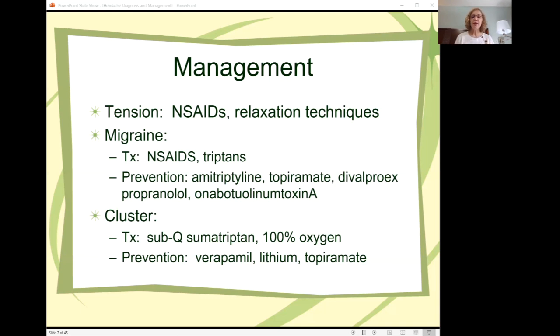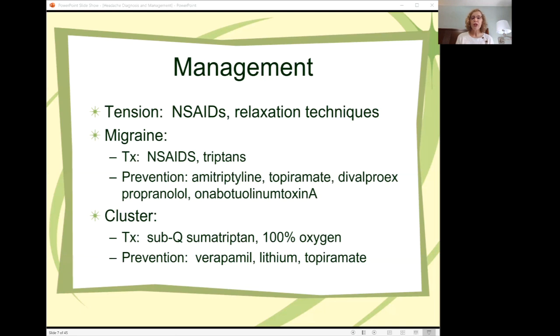Botox injections have been shown to be effective in headache prevention if chronic migraines are present, meaning that the patient has 15 or more headache days per month. Botox injection involves 31 injections in the face, head, and neck regions. But the nice thing is that there are no systemic adverse reactions.